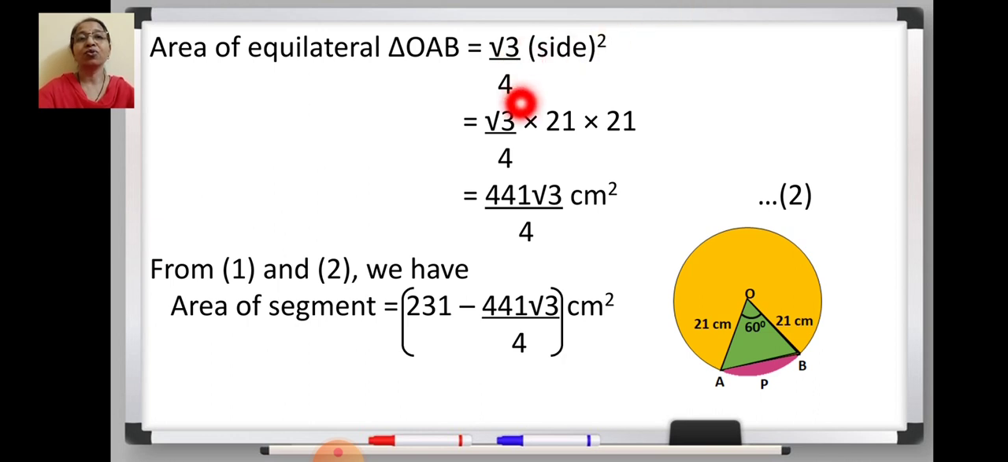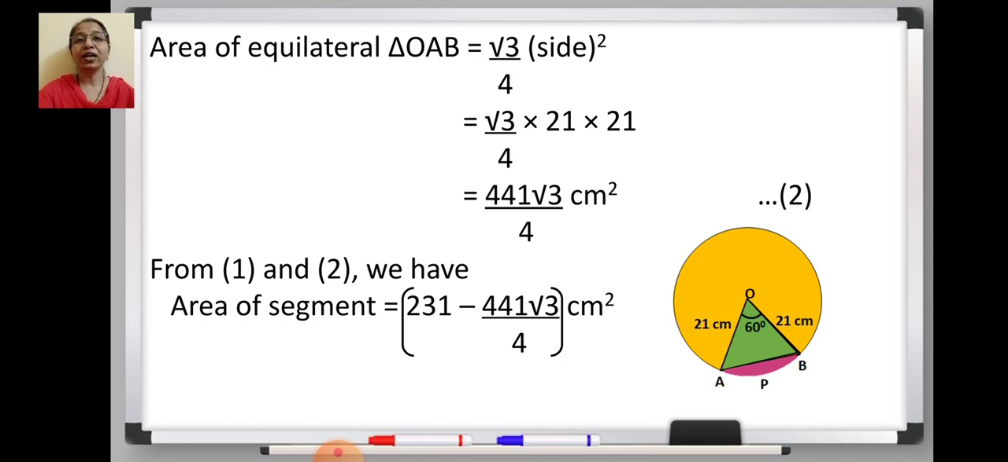So therefore area of triangle is equal to, what is the formula for area of an equilateral triangle? Root 3 upon 4 into side square. So root 3 upon 4 into side is 21 into 21. So 21 square is 441, root 3 upon 4. We cannot further simplify this, so keep it as it is.